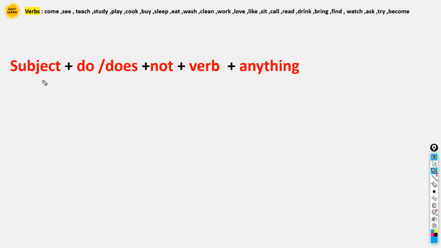So, first put any subject. Subject, he, she, it, I, we, you, they, put anything. Suppose put she. With she what do we use, do or does? With she we use does. After does put not. Then put any verb guys. Pick any verb. She does not clean the room.